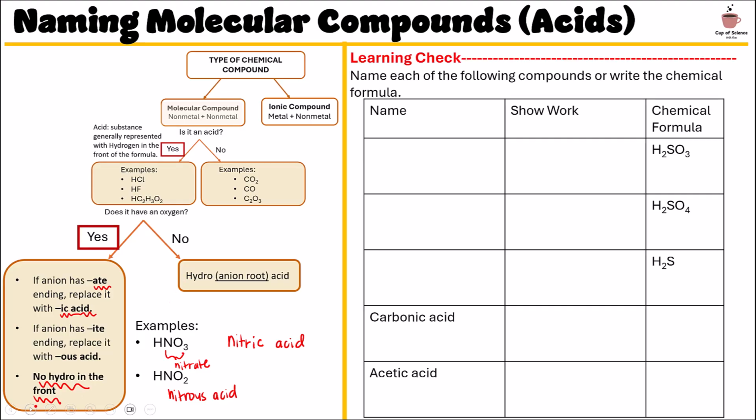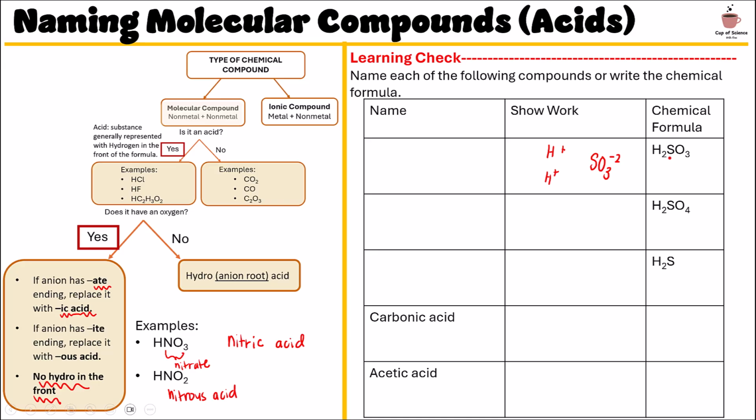Let's do some learning check here. I'm going to do this one with you, and then you're going to try the rest. Okay, try these two. Let's go with this one. SO3. Well, SO3 is a sulfite, and it's SO3 minus 2. There's 2 hydrogens based on here.